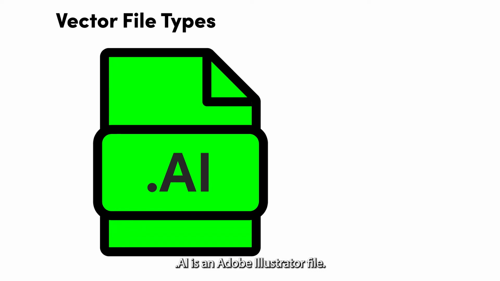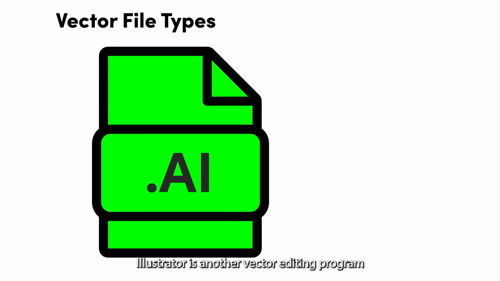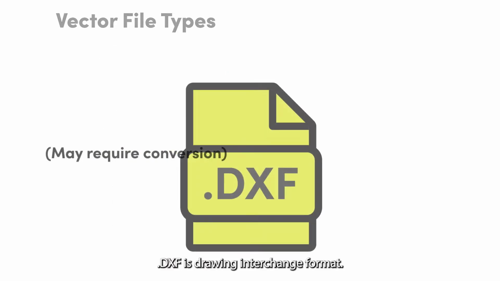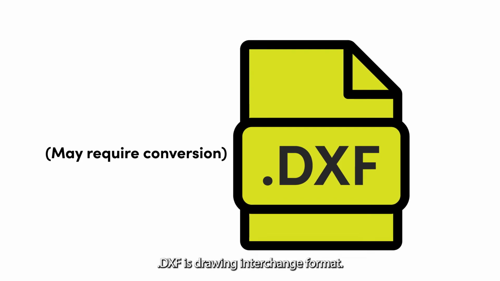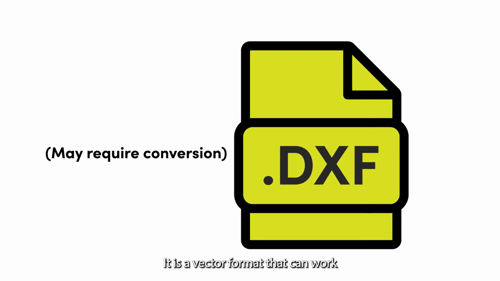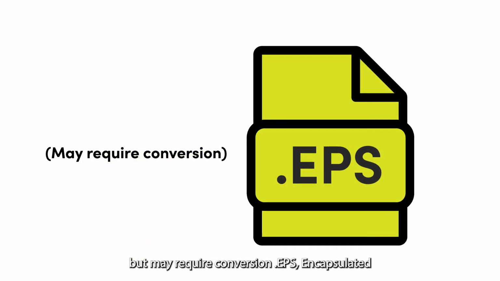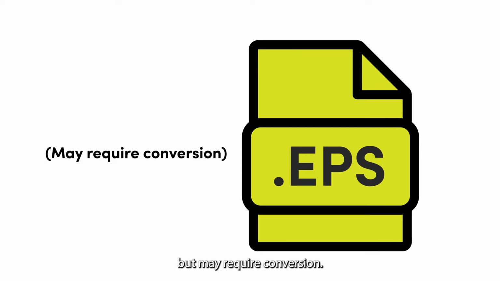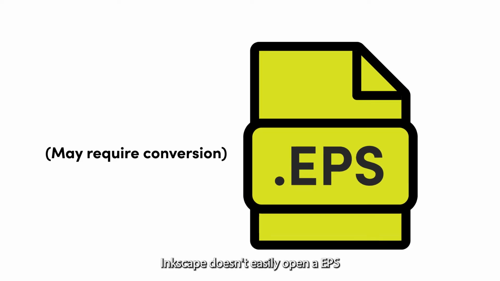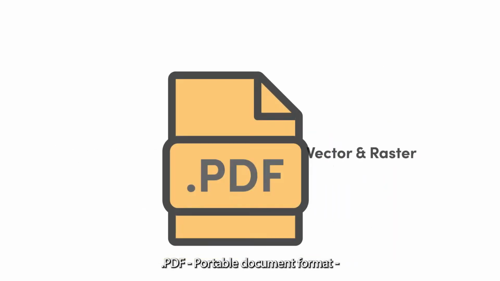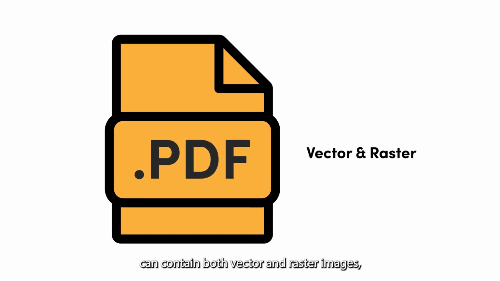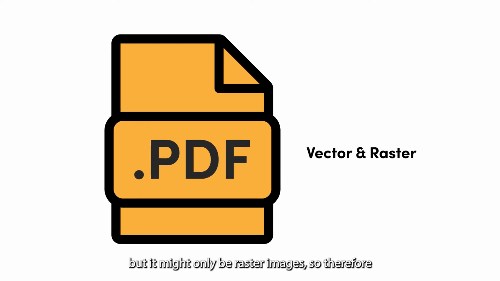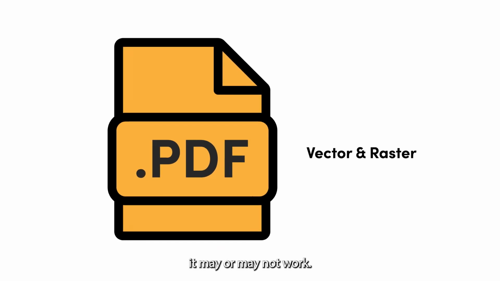.ai is an Adobe Illustrator file. Illustrator is another vector editing program, and those files are also usable in the Innovation Center. .dxf is drawing interchange format. It is a vector format that can work but may require conversion. .eps, encapsulated PostScript, is another vector format that can work but may require conversion. Inkscape doesn't easily open a .eps file on some computers. .pdf, portable document format, can contain both vector and raster images, but it might only be raster images, so therefore it may or may not work.